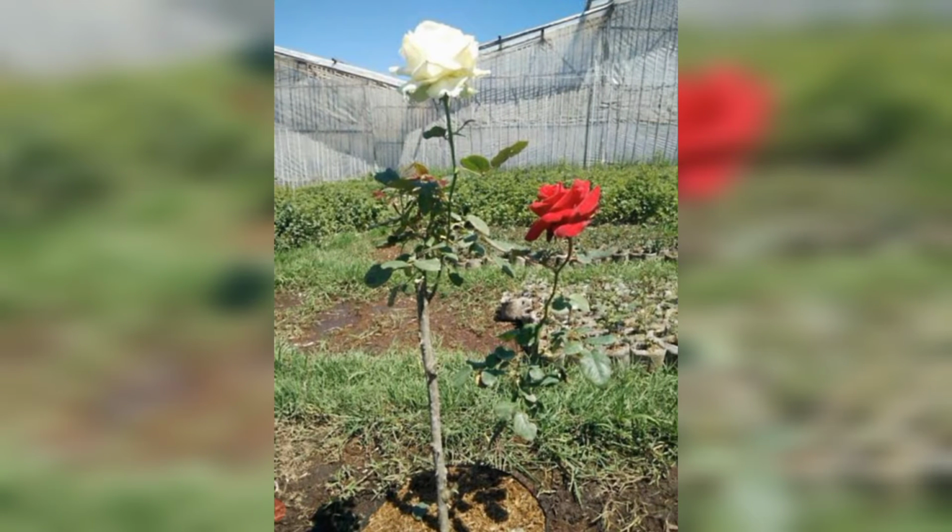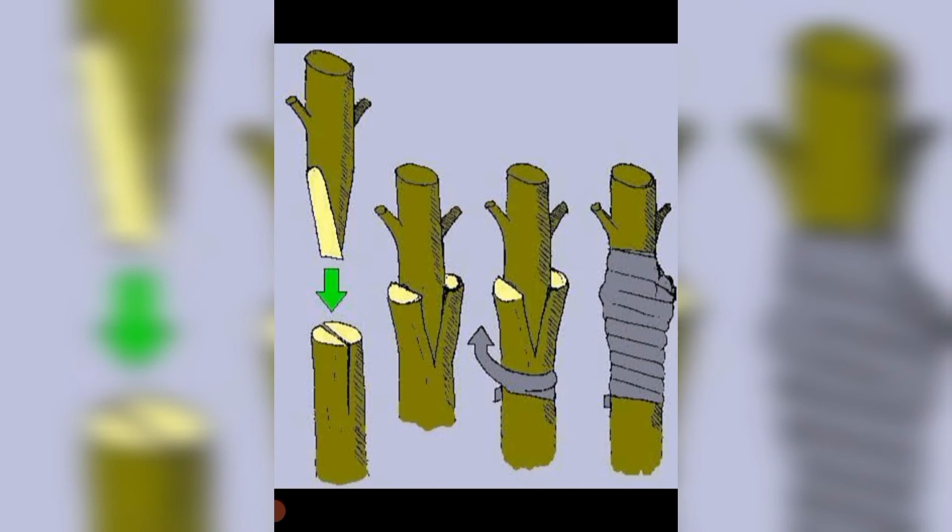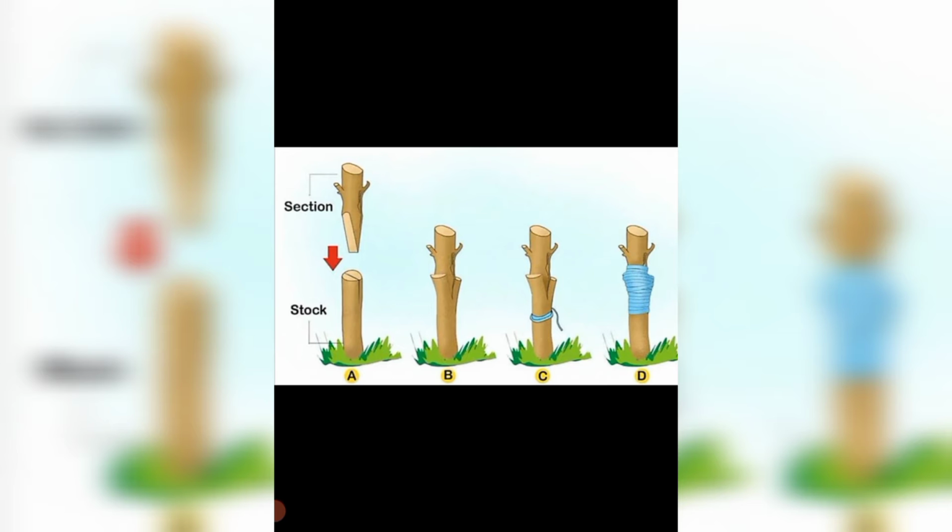Second one, grafting. Is there any speciality to this picture? Yes, this rose plant has two colour flowers, a red and a white. Do you know how it happens? It is grafting. In rose, mango or apple, a portion of shoot is cut and attached to the shoot of another plant. This method is called grafting. The part of the stem that is cut is called scion. The part to which it is attached is called stock.